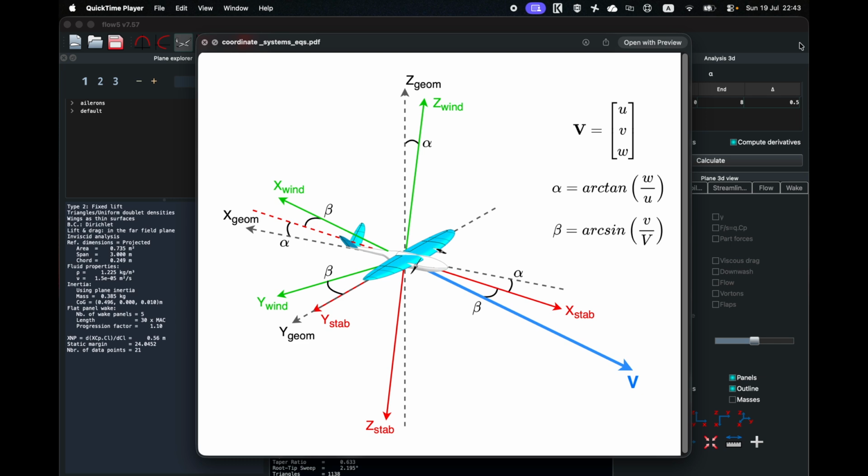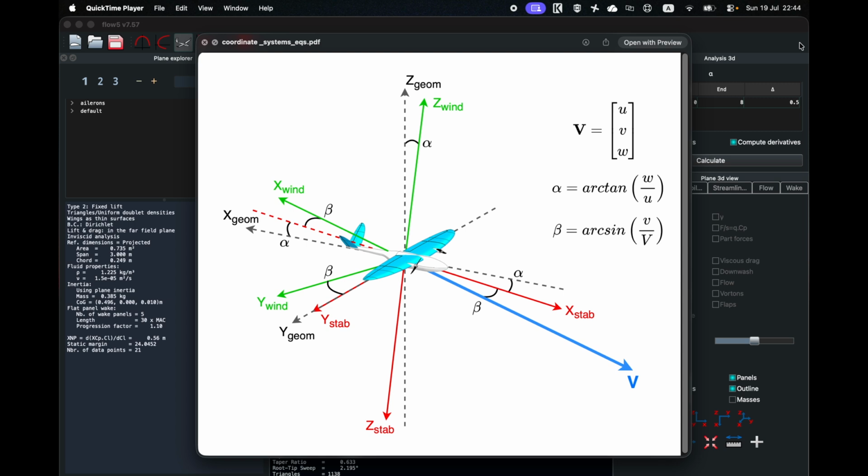It is aligned with the aircraft's velocity relative to the atmosphere and also referred to as the wind coordinate system. Similar to the geometry coordinate system, its x-axis also points backwards, its y-axis towards the right and z-axis upwards.